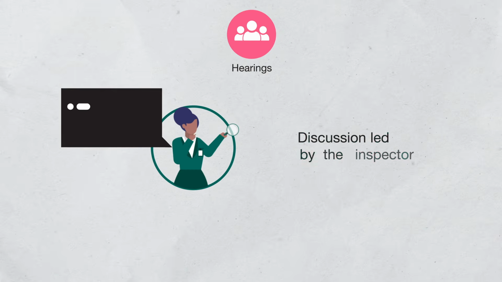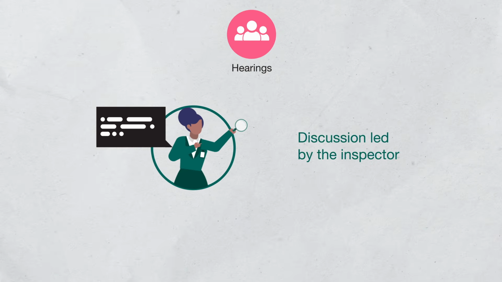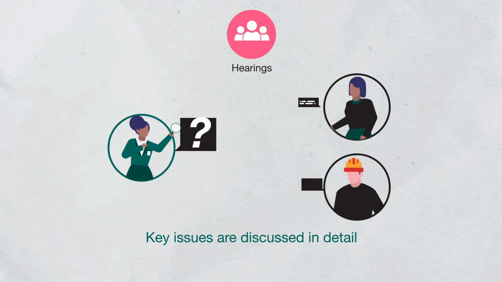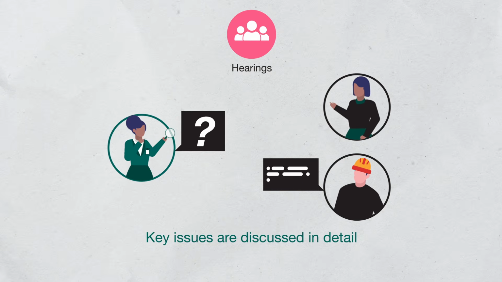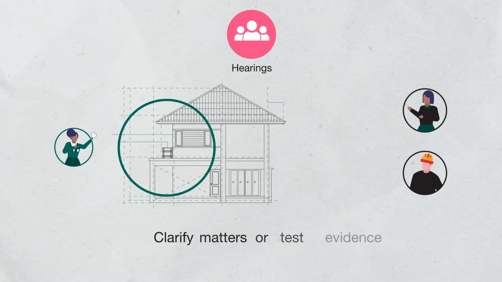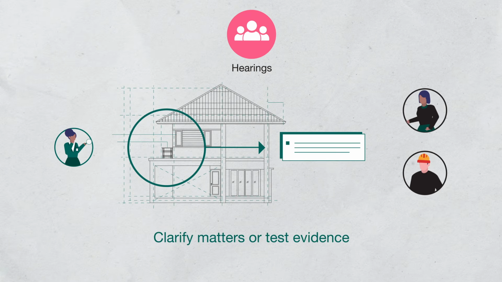Hearings are a structured discussion led by the inspector. Everyone sits around a table, key issues are discussed in detail, and questions can be asked and answered. It's less formal than an inquiry and is used to clarify matters or test evidence through questioning.